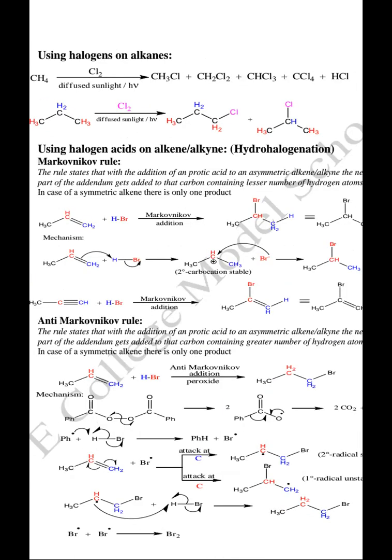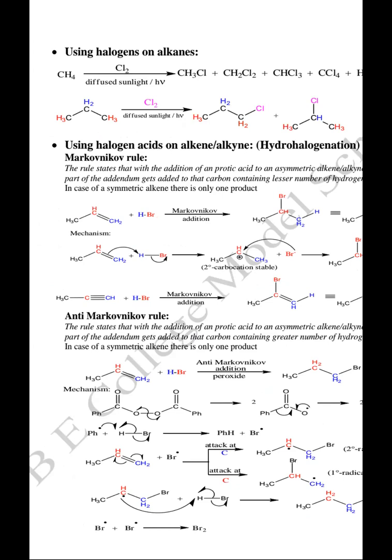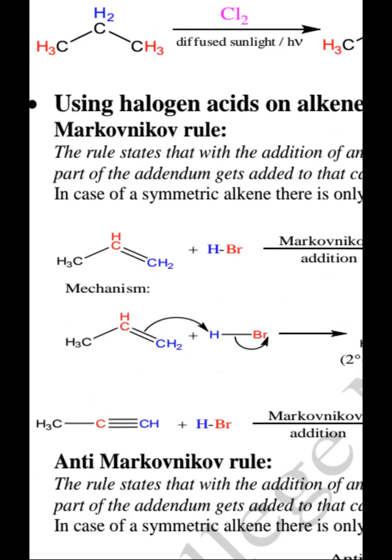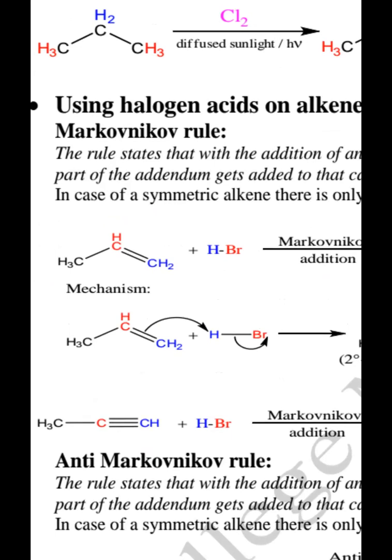The next method of preparation is using halogen acids on alkene or alkyne. This takes place via two methods. Markovnikov's rule is followed in one case, anti-Markovnikov rule in the other case. When we are following Markovnikov's rule, we see that the negative part of the incoming group, that is the group being added, goes to that carbon which has fewer hydrogens. So the red marked part of the incoming group goes to the red marked carbon, and the blue marked hydrogen goes to the blue marked carbon because it has more hydrogen atoms.